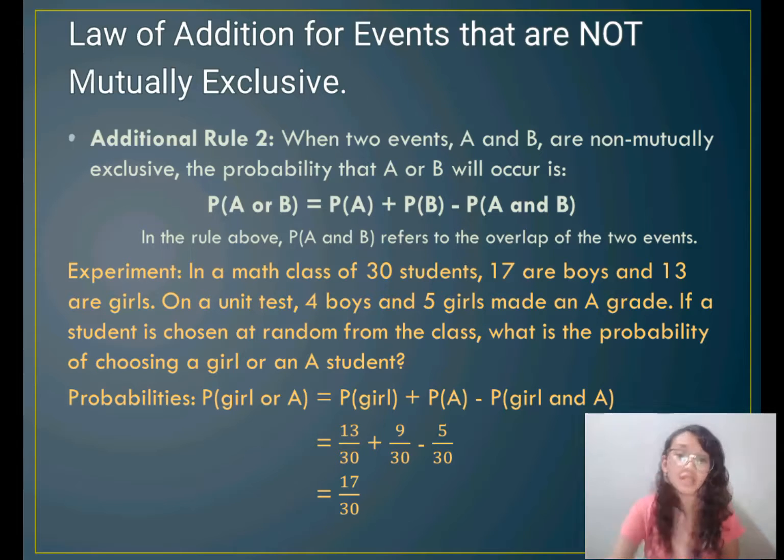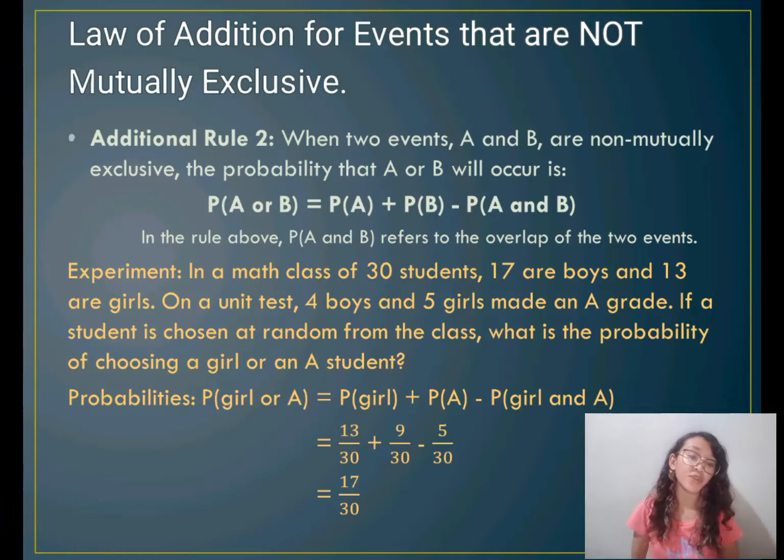So, for example, in a math class of 30 students, 17 are boys and 13 are girls. On a unit test, 4 boys and 5 girls made an A grade. If a student is chosen at random from the class, what is the probability of choosing a girl or an A student? So here are the probabilities. Choosing a girl or an A is equal to choosing a girl plus choosing an A student minus choosing a girl and an A student.